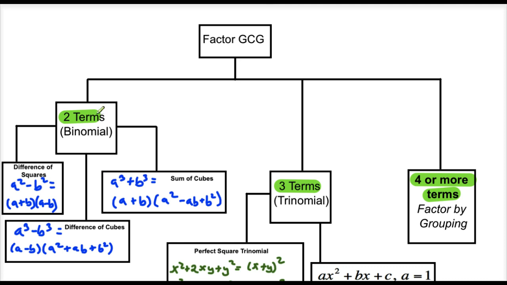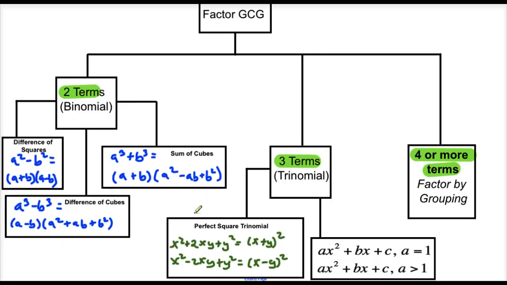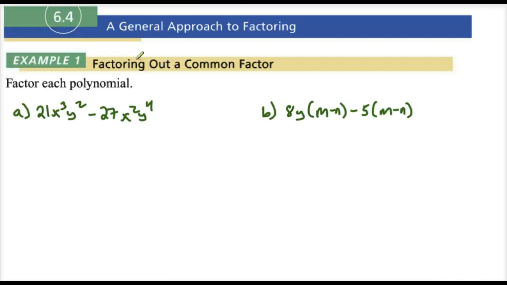If it has 2 terms, then you're going to use either difference of squares, difference of cubes, or sum of cubes. If it has 3 terms, then you're either going to use perfect square trinomial, or what we learned in 6.2, which is factoring a quadratic when a is bigger than 1, or when a is equal to 1. And if it has 4 or more terms, then you're going to use factor by grouping. So really, it just matters how many terms you have. Let's take a look at our first problem.